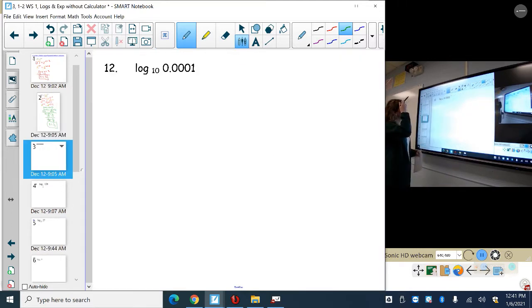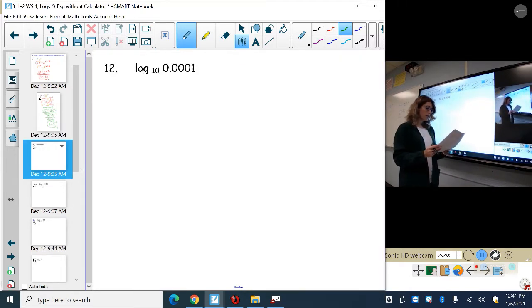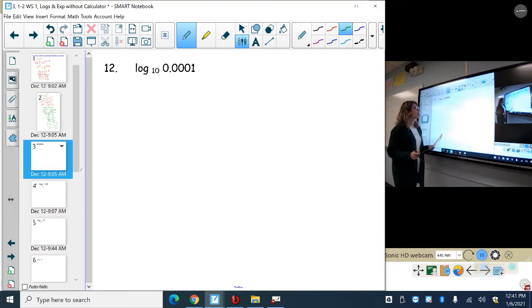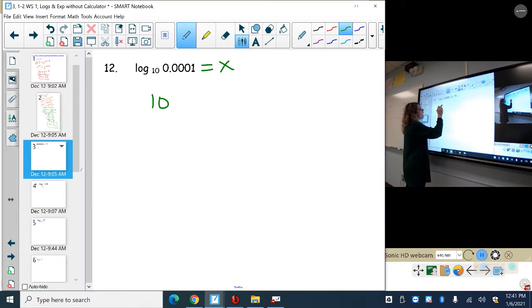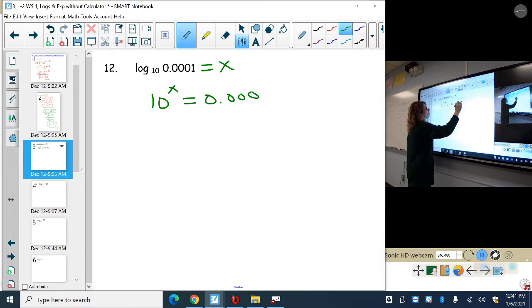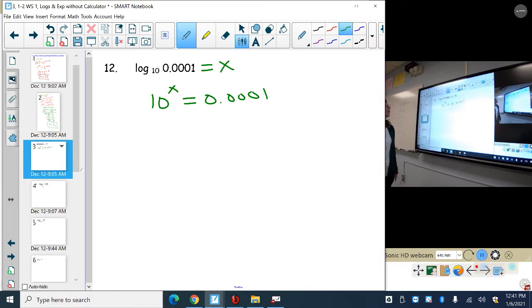Continuing to do your homework for you, I have number 12. Number 12 says to evaluate, and I give you log base 10 of 0.0001. Set this thing equal to the value of y. Or you could do x, whatever you wanted to do. So I'm going to do x, so this is going to be 10, go across the equal sign, write it as an exponential, and this is what you have.